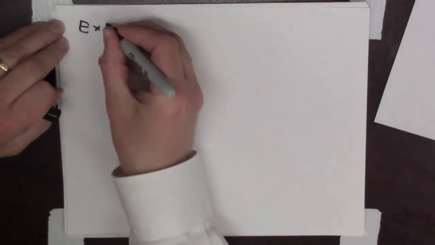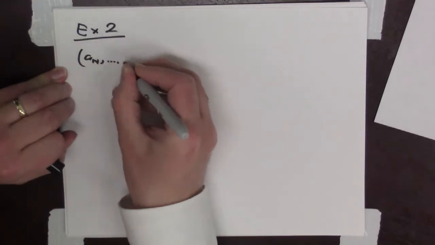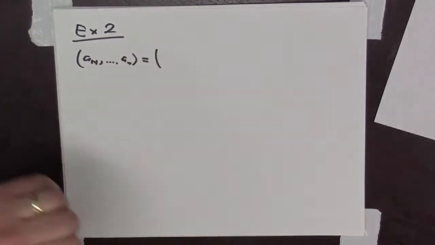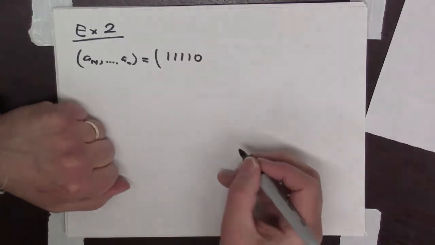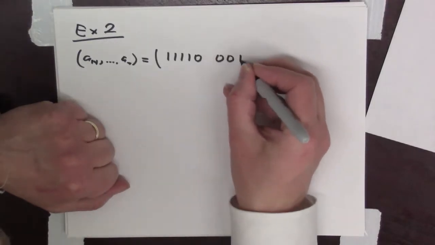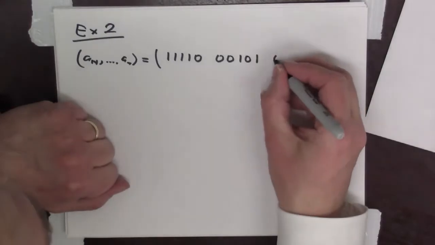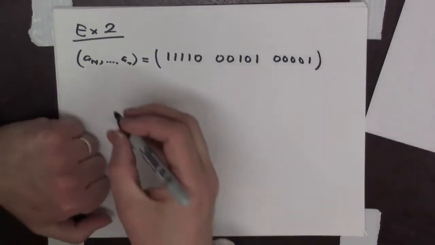Okay, let's do another example. The more examples, the happier you'll be. So here, example 2. Here's the bits we're receiving. 1, 0. I tried to write them in groups of 5, otherwise I will get confused myself, which is quite easy for me. Okay? That means this is what we receive.